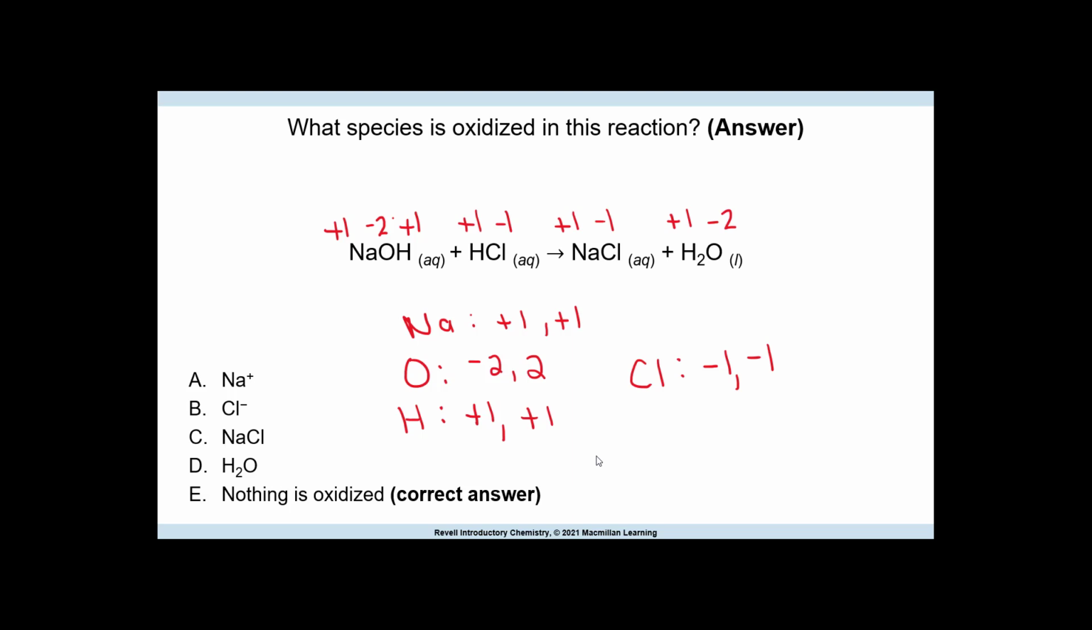If there isn't, then it's not an oxidation reduction reaction. And in this case, none of the oxidation states change. This is not an oxidation reduction reaction.